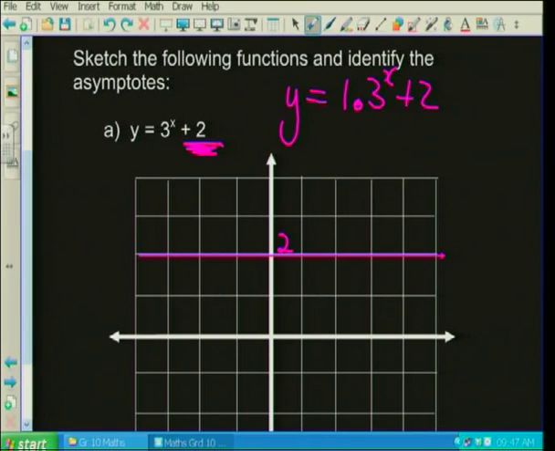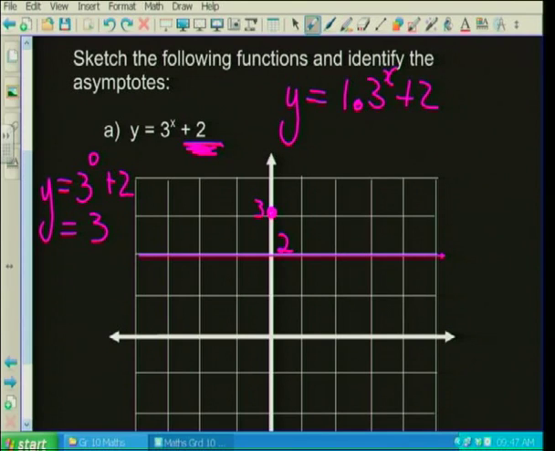Now I need to quickly calculate my y-intercept. I know the asymptote is at y is equal to 2, but let's calculate the y-intercept. So to calculate the y-intercept, I'm going to make x 0. So I'm going to say y is equal to 3 to the power 0 plus 2. Of course, 3 to the power 0 is 1, and 1 plus 2 is 3. So my graph will cut the y-axis over here at 3.